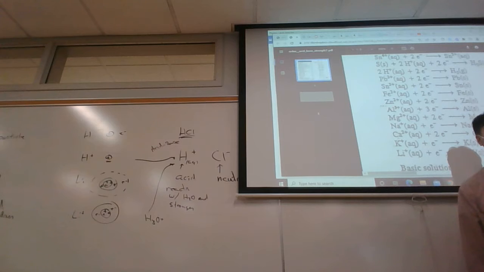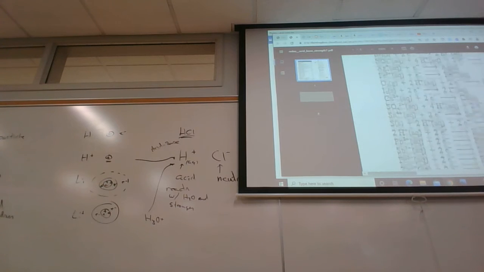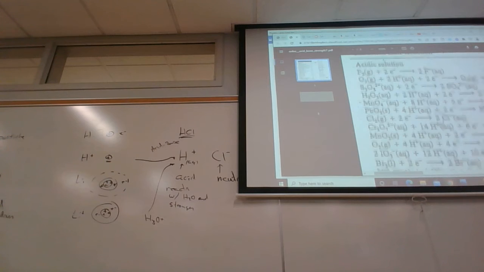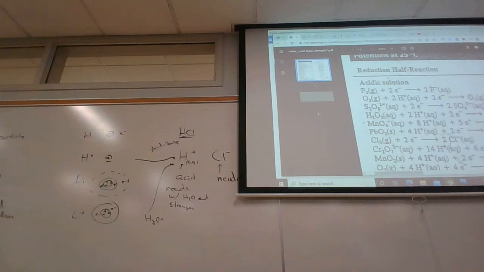Now, how about chloride? What is chloride? Chloride's a reducer. Is chloride a very good reducer? No. H+ is a moderate oxidizer, an okay oxidizer, but chloride isn't a very good reducer. But what will oxidize chloride? Or what will chloride reduce?